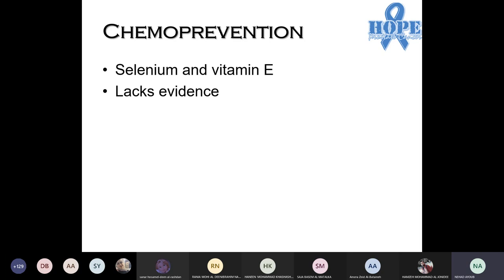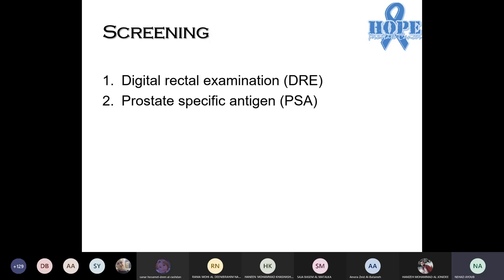Okay? There is no evidence. To be honest, so far we don't have a chemopreventive method approved, I would say, with evidence, for prostate cancer. Now, screening is important. Okay?